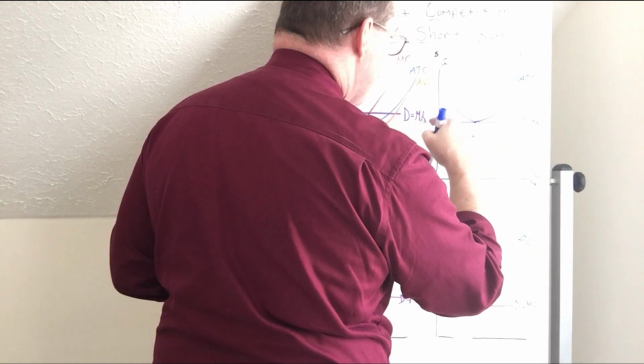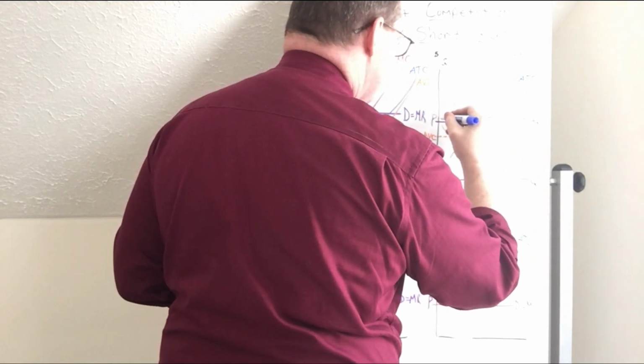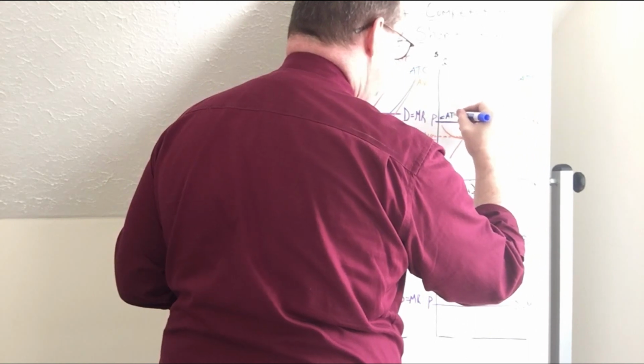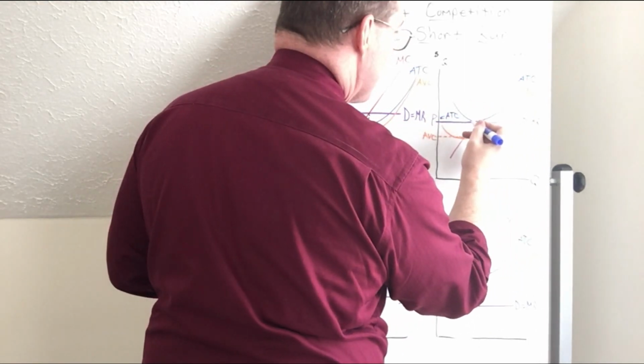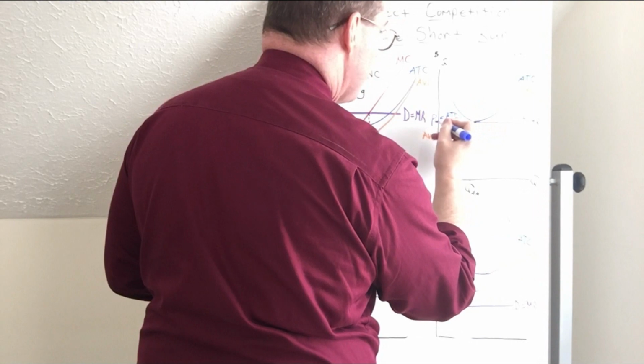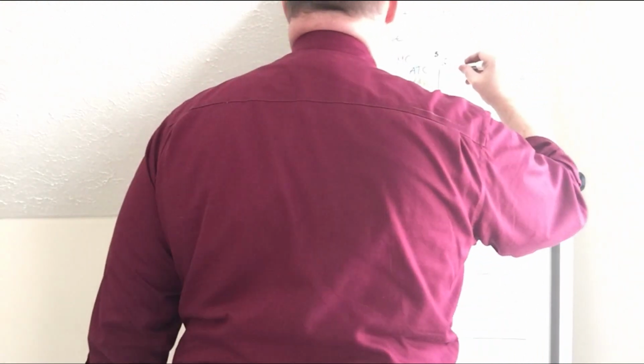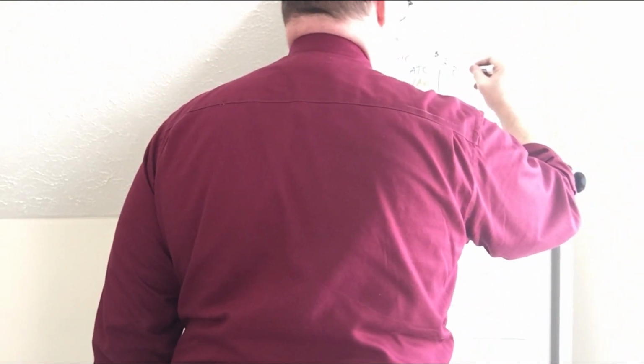And therefore, price is equal to average total cost. They are the same line. This is the price line. It is also the average total cost line. And so in this particular case, price is equal to average total cost.